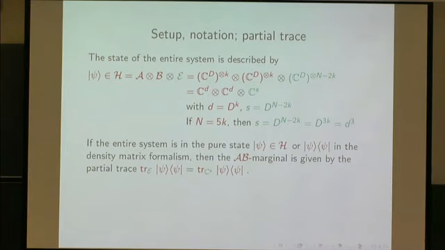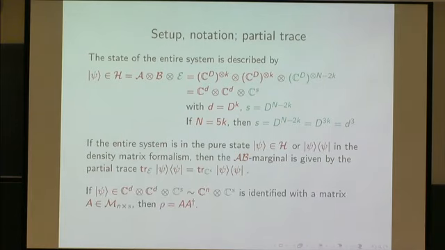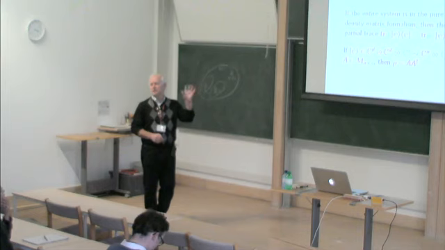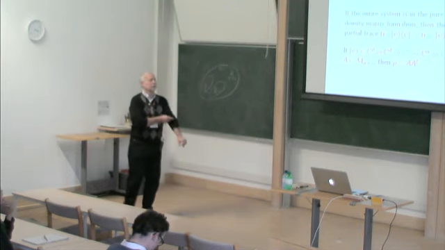If the entire system is in this pure state, then the marginal is the partial trace. You have to trace out the environment. In this case this will be C to the s, if we identify this with C to the s. Right? And another point of view is that if we identify this pure state, which is a unit vector in this space, with an n by s matrix, right? This is a little bit tricky because it's not a linear identification, but only sesquilinear or whatever.